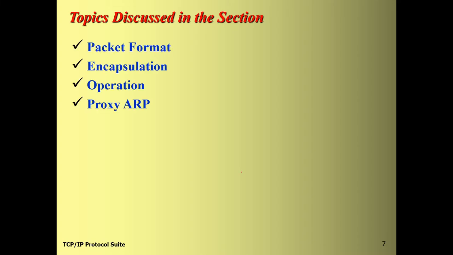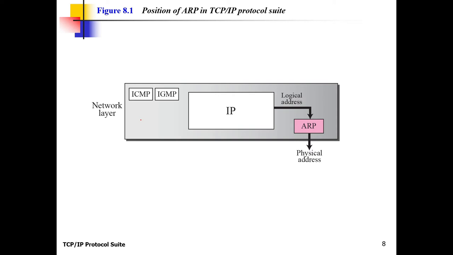So let's take a look in here how it works. All right. So we're going to take the packet format, encapsulation, operation, and proxy ARP. All right. So what is the position of ARP in the TCP/IP? It's a network protocol. So as you see here is the IP protocol in the network layer. All right. And the ARP is a protocol that works in the same layer. So if you have a logical address in here, you need to convert it to physical address.